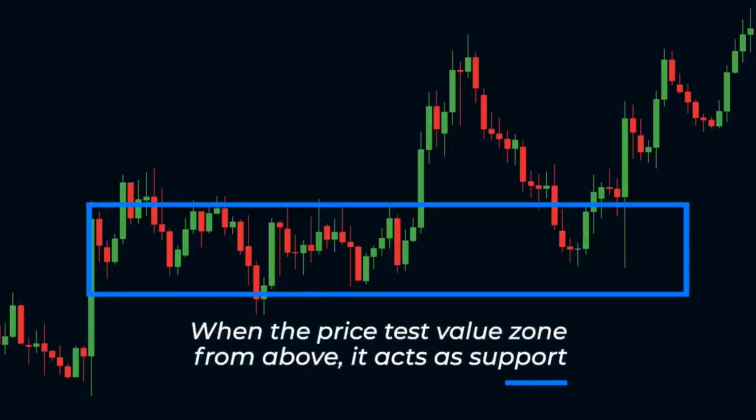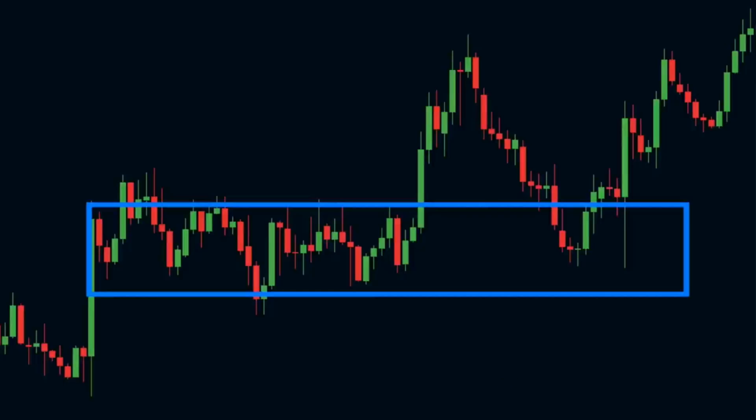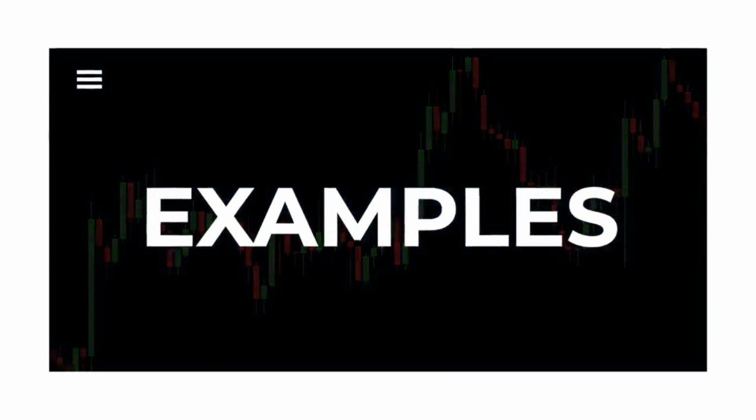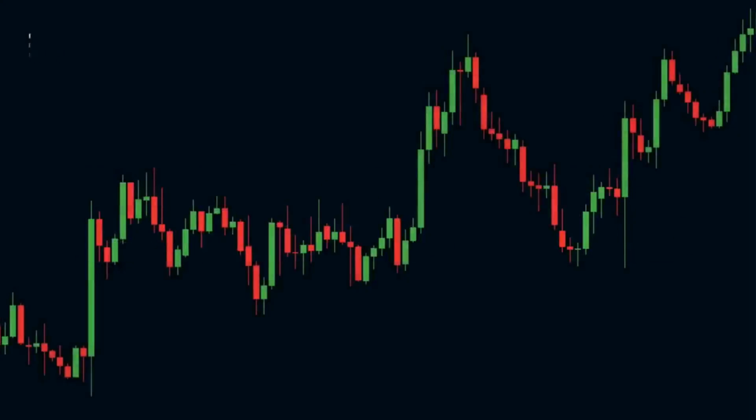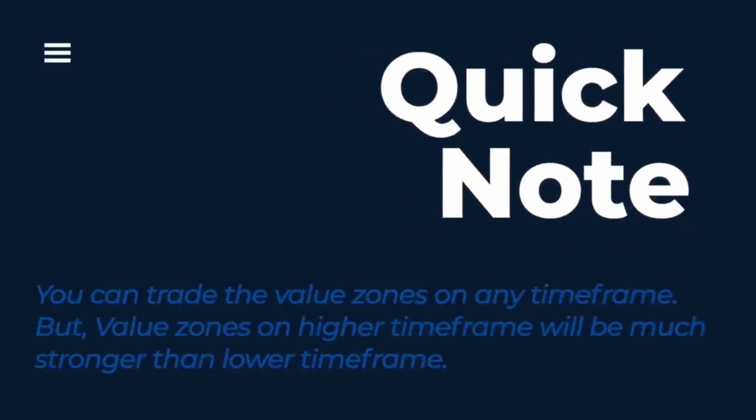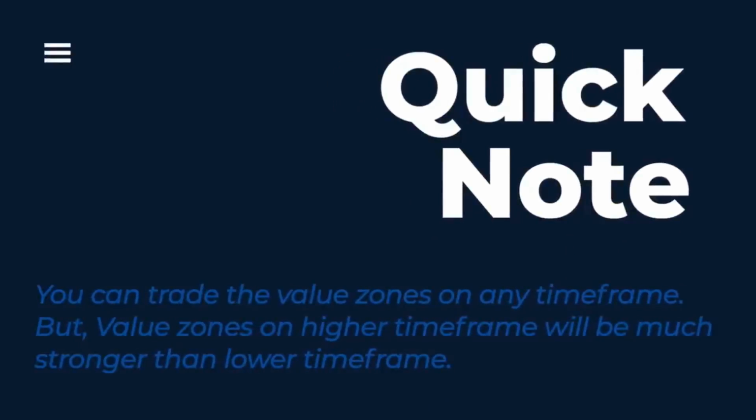So I hope that you've understood how the value zones work as support and resistance levels. Let's quickly go through some examples so that you can understand how to trade them. A quick note before we jump into the charts. You can trade the value zones on any time frame, but value zones on higher time frames will be stronger than the value zones on lower time frames.